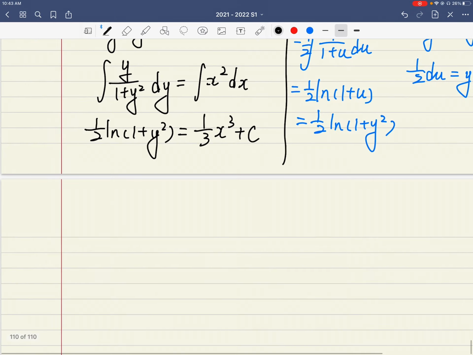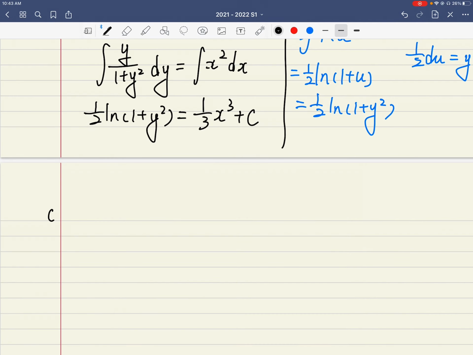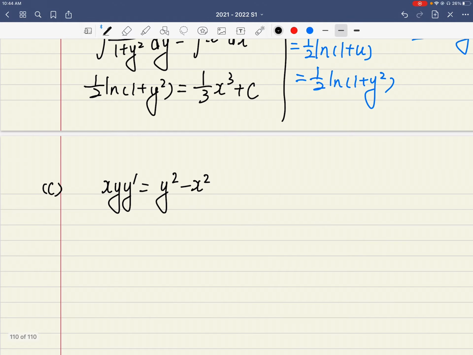Okay, part C. Part C, y's derivative is equal to y squared minus x squared. So now is it still separable? It's not separable anymore, right? It's not separable anymore. Why?